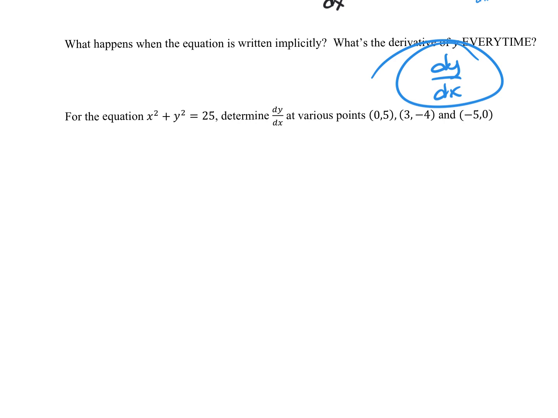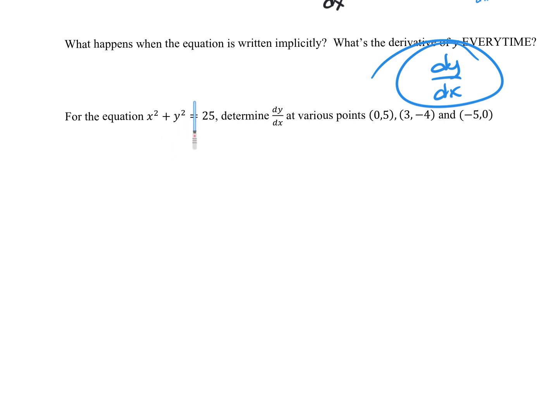You guys, if I ask for the slope at (0, 5), what do you think it's going to be? 0. What do you think the slope's going to be at (3, -4)-ish? Negative, I think -1 sounds great. What about (-5, 0)? Undefined, right? Okay. First, we have to figure out what the derivative, or that slope, is.